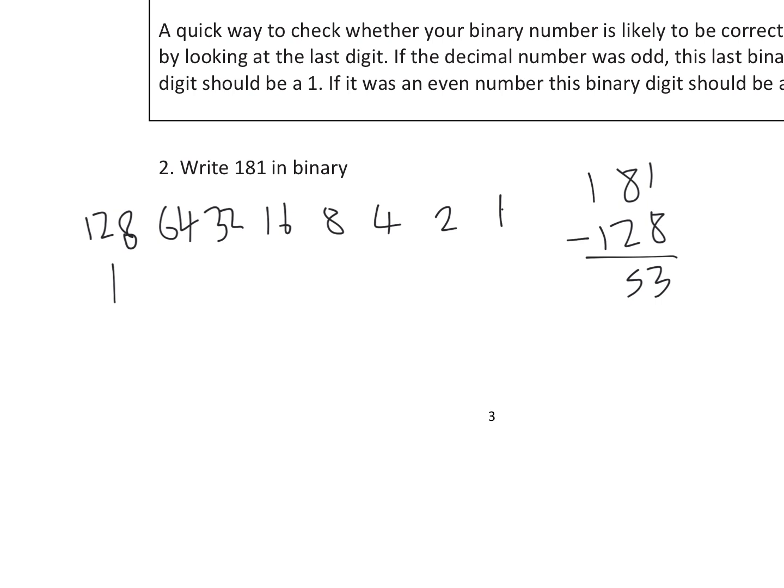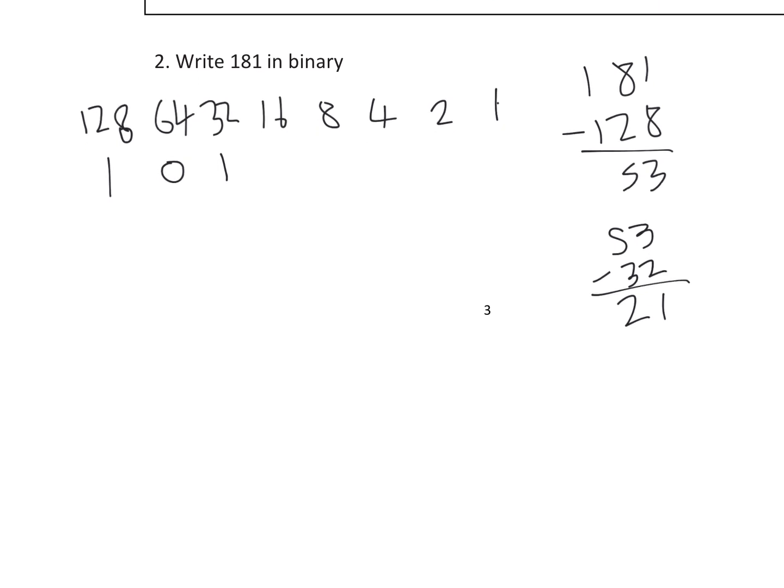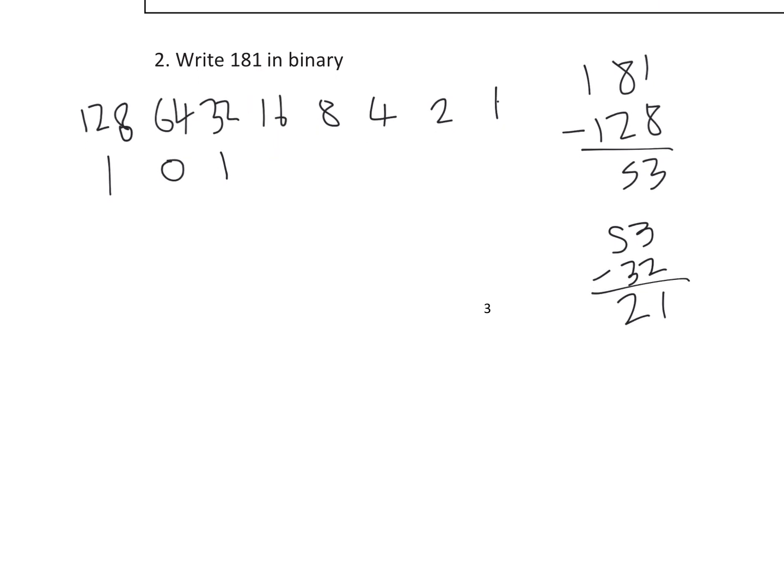Can we take the next column away from it, 64? No, 64 is too big. Can we take 32 from it? 53 minus 32. Yes, we can. So 32 fits in. We're left with 21. Does 16 fit into that, the next column value? Yes, we can take 16 from 21 to leave us with 5. So 16 fits in. We can put a 1.